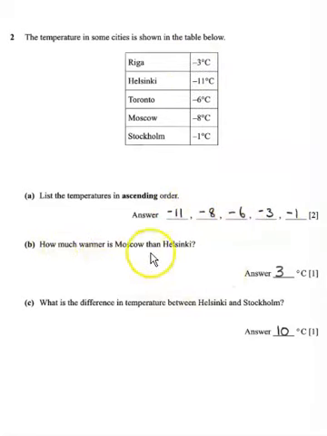How much warmer is Moscow than Helsinki? So we look at Moscow is -8 and Helsinki is -11. So Helsinki is 3 degrees colder, but also Moscow is 3 degrees warmer. And that's what we've got there. So what is the difference in temperature between Helsinki and Stockholm? So we've got Helsinki is -11 degrees Celsius and Stockholm is -1. So you can see there's 10 degrees of a difference between those two.